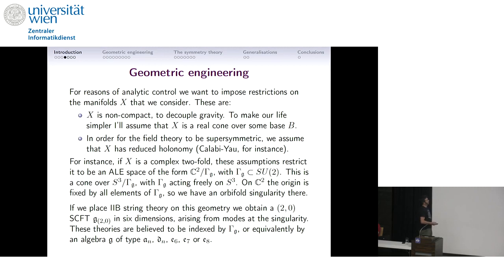Okay, so one of the theories that you can construct in this way, which is very interesting, is the (2,0) superconformal field theory in 6 dimensions. This comes about by putting type IIB string theory on this kind of geometry. And it's believed that all the theories that exist of this form, (2,0) in 6 dimensions, are labeled by the subgroups of SU(2). So you give me an algebra of type A, D, or E, and this defines a theory in 6D. And we can engineer all of this.